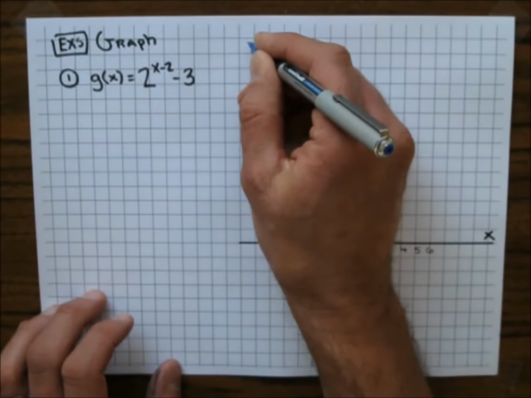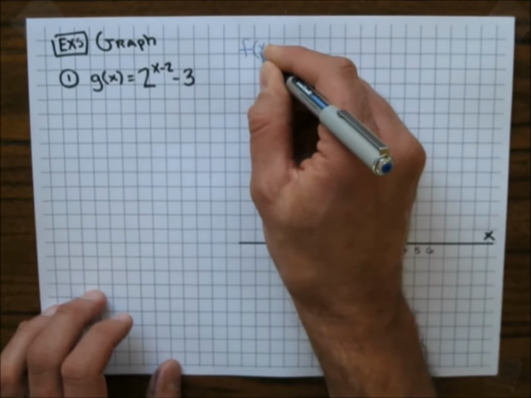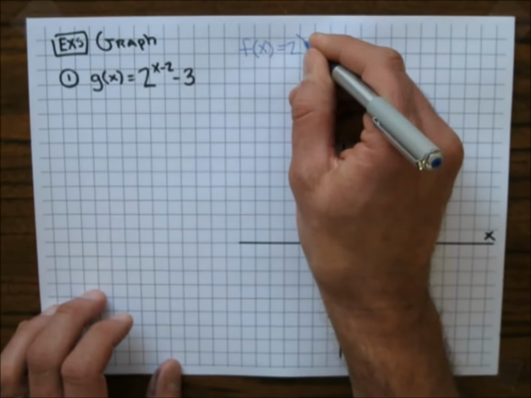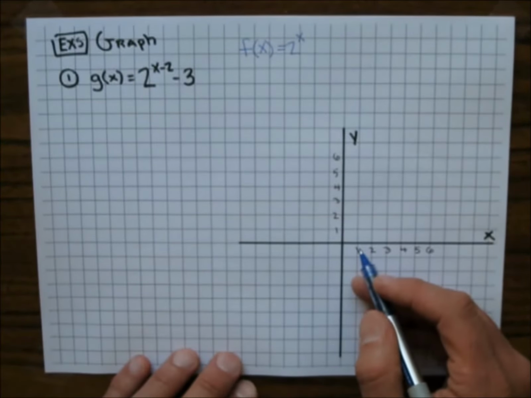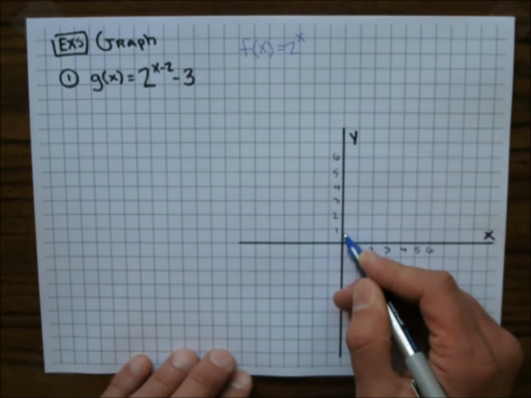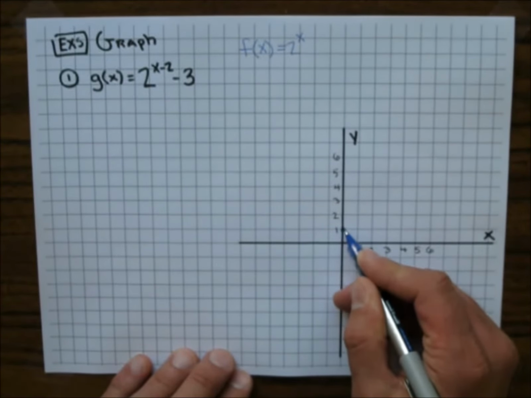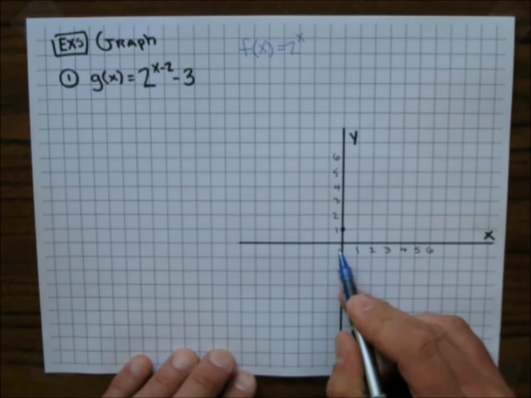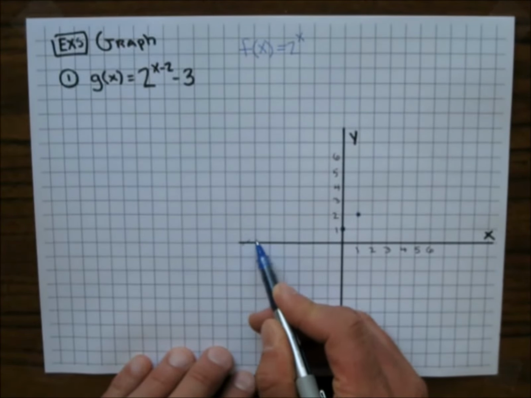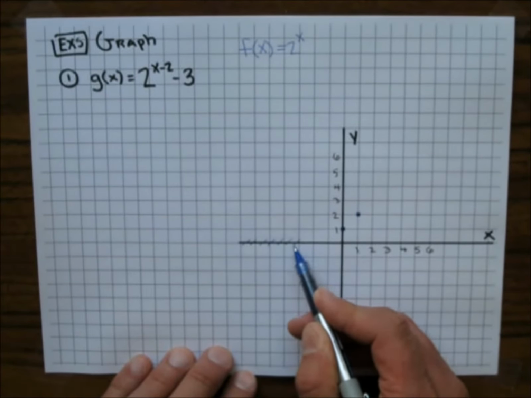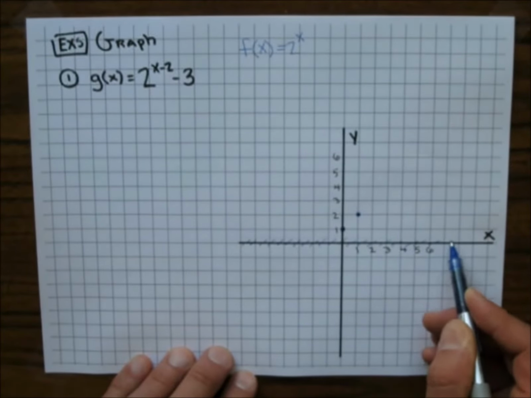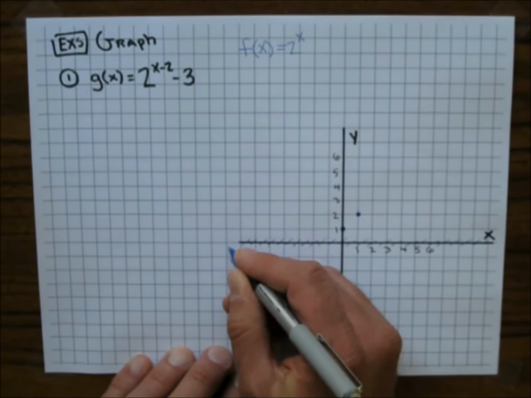Well, the mother graph, f of x, hopefully this is thick enough, is 2 to the x. With 2 to the x, we want to remember a few things about it. It has a y-intercept of 1. It has another point, 1, 2. And it has this runway here, which is y equals 0.